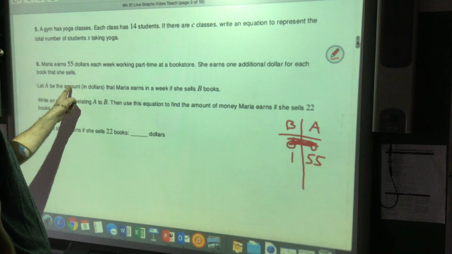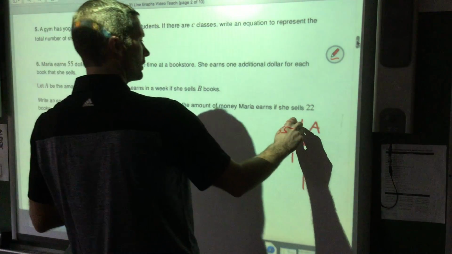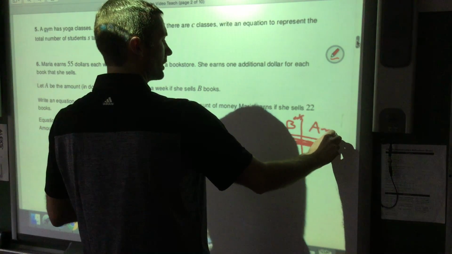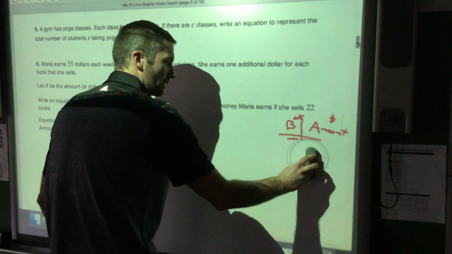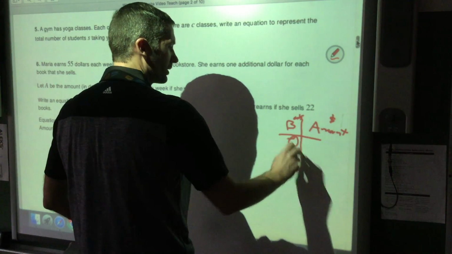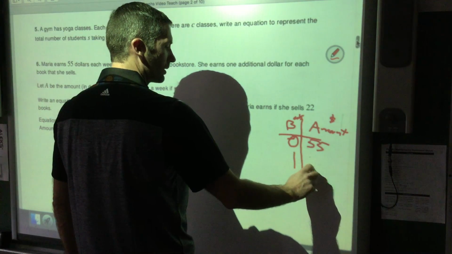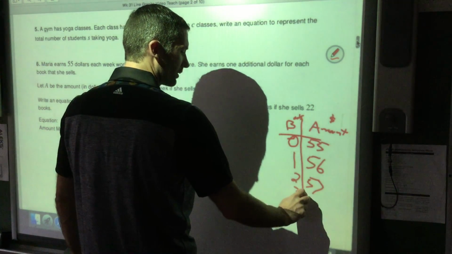Okay, let A be the amount in dollars that she earns in a week if she sells B books. So this is the amount of books. This is the amount of money. Okay, so I should go back. Sorry, I didn't understand the question fully. So if she sells 0 books, she's still gonna make money. She's still gonna make $55. She sells 1 book, she's gonna make $56. 2 books, $57. 3 books, $58.